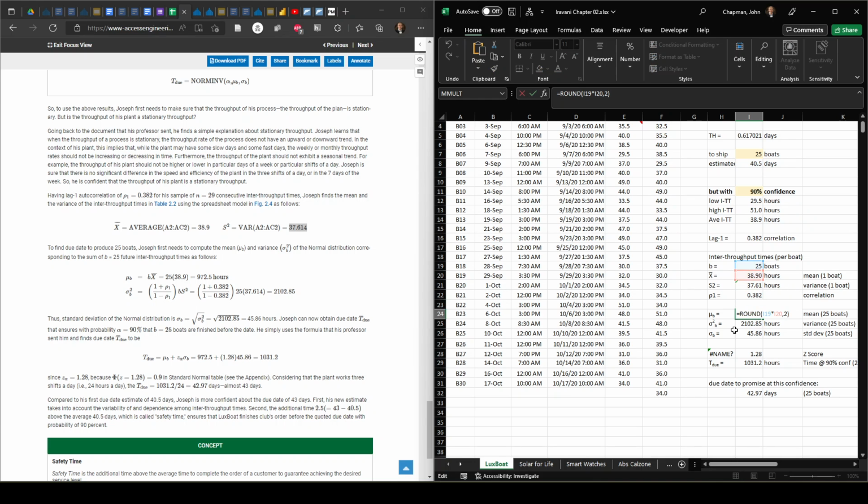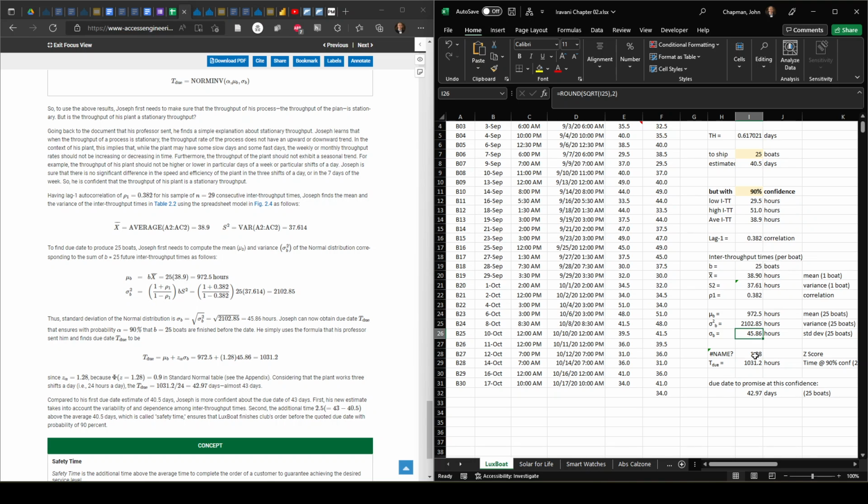Then with these inputs, we can make the following calculations. So the average for 25 boats is 972 hours. The variance is going to be calculated with this, which is using here these formulas straight from the book. Over on the left, I'm just putting these formulas into Excel. So we have a standard deviation for the 25 boats of 45.86 hours. This ensures a due date that includes a probability of 90% for those 25 boats.